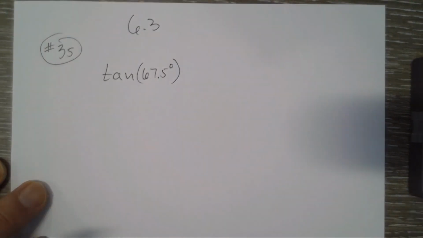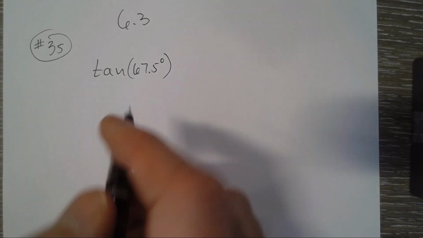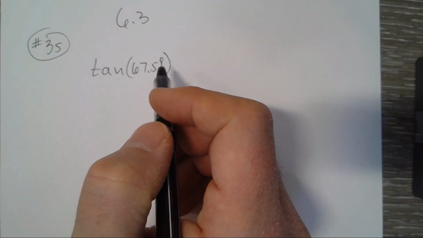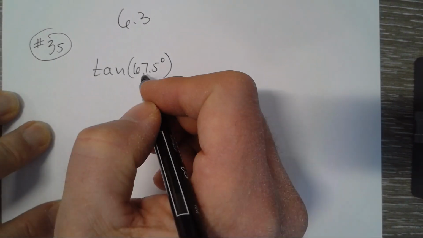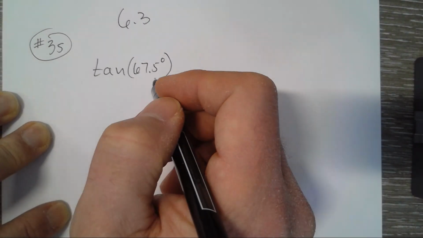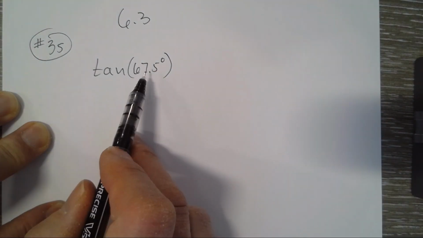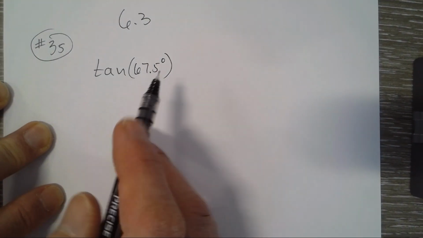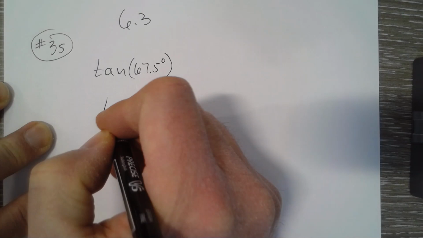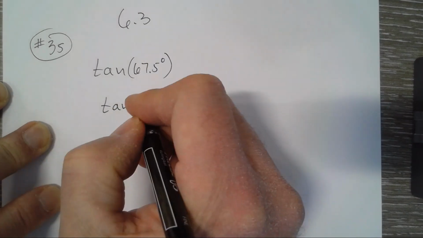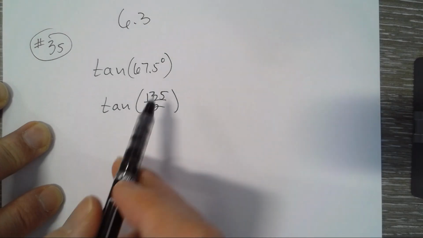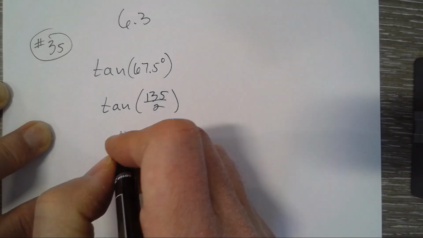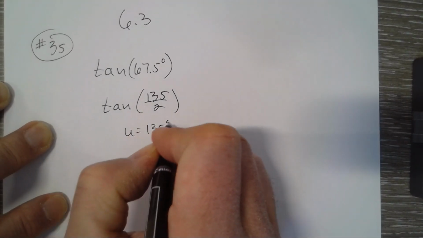6.3, number 35, find the tangent of 67.5. It says use half angle identities to find the exact value. So anytime you have a decimal degree angle, it's probably a good indicator that you're going to do a half angle. So if we double this, that's 135 degrees. So consider 67.5 to be 135 over 2, where u is 135 degrees.